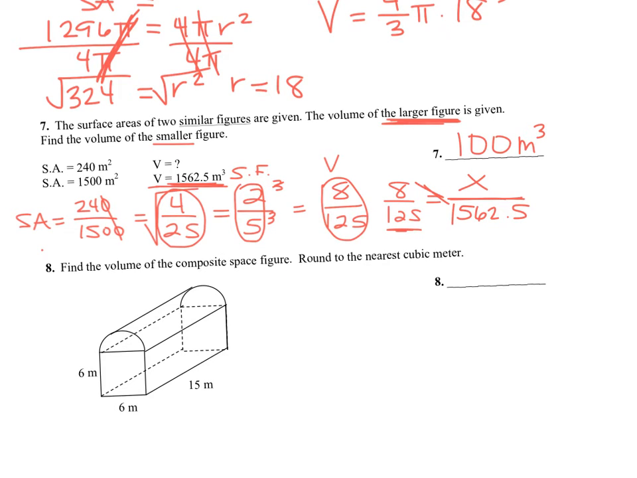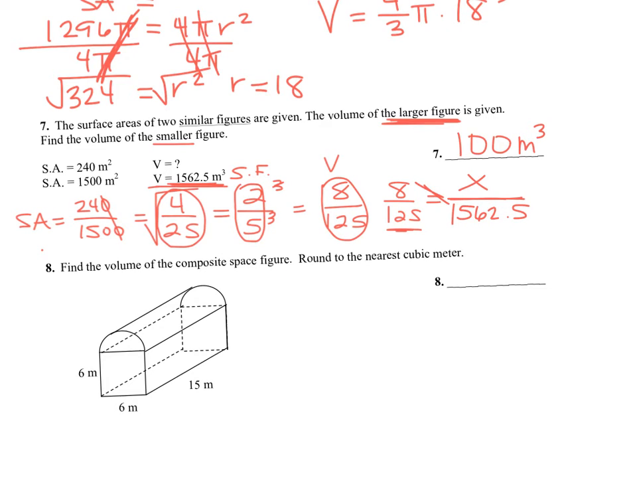Just make sure that you don't stop at the scale factor, right? It's easy to square root them and forget to cube it after that. So make sure you square root and then cube, or there were the ones that went from volume to surface area, then you cube root and square, okay?